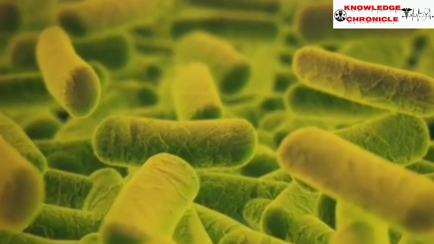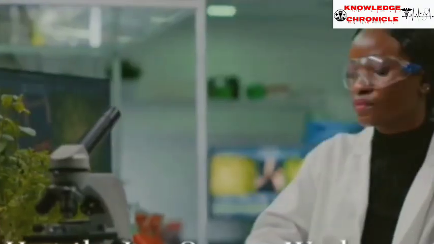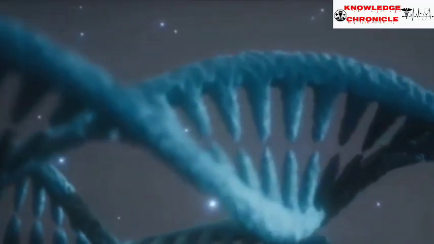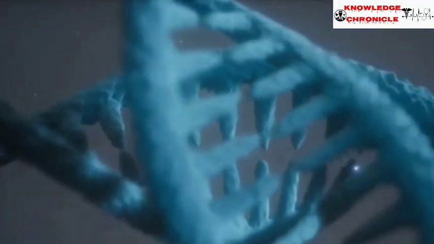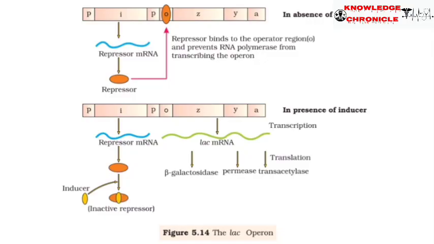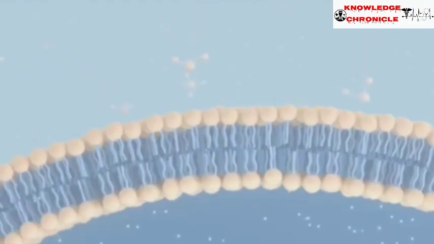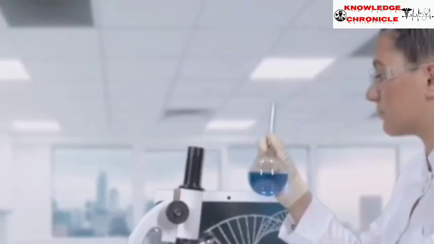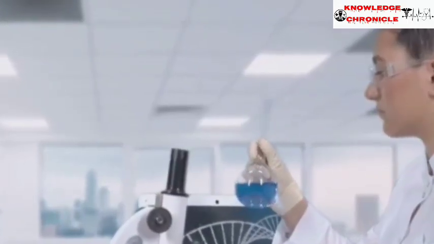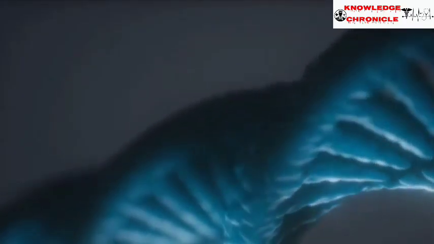The Lac Operon. Time to meet the star of gene regulation, the Lac Operon in E. coli. Discovered by François Jacob and Jacques Monod, the Lac Operon is a textbook example of how bacteria control genes based on food availability. Here's how it works. Structure of Lac Operon. The I gene makes the repressor protein. Just a quick note, the I comes from inhibitor, not inducer. The Z gene makes beta-galactosidase, which breaks lactose into glucose and galactose. The Y gene makes permease, which lets lactose enter the cell. The A gene makes transacetylase, and while its role isn't fully clear, it's definitely a part of lactose metabolism. These three are structural genes, they do the work.